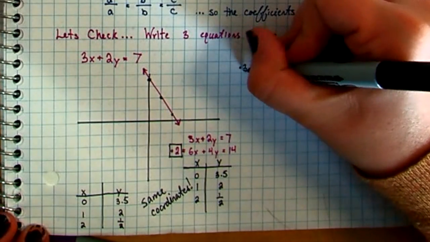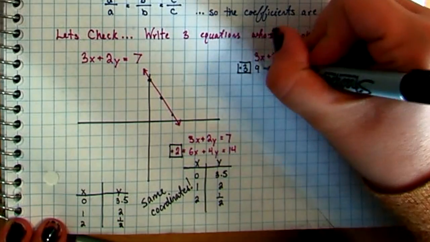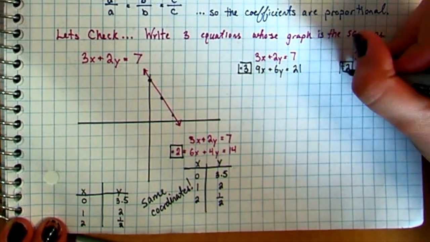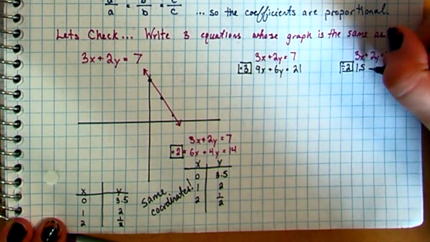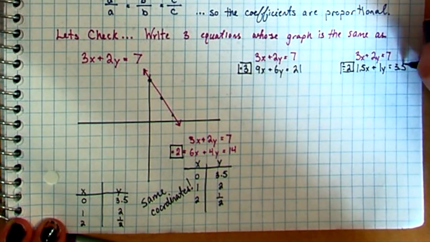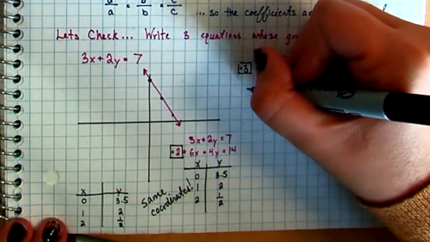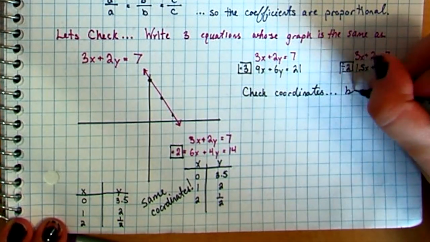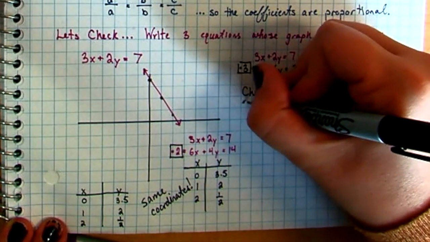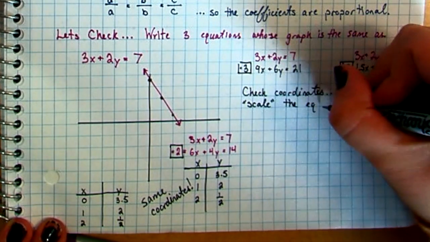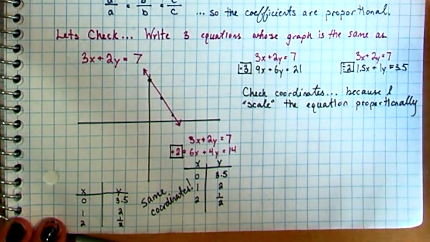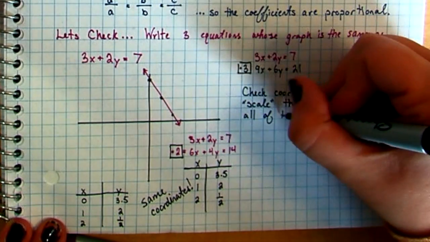I can do this multiple times. Instead of a scale factor of 2, let's use a scale factor of 3. Or I could divide by 2, or use a scale factor of 1/2. So I'm manipulating those equations. I can check my coordinate points, but because I scale the equation proportionally, all of these equations are going to produce the exact same graph.